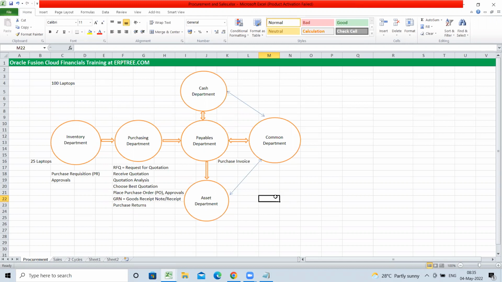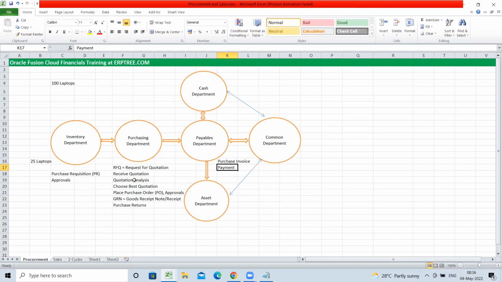How are they creating the purchase invoice? Based on the GRN information. How is the purchase department creating the RFQ? Based on the approved purchase requisition. See this connectivity. Based on the purchase requisition, the purchase department will create the RFQ. Based on GRN information, the payables department will create the purchase invoice. So whenever the due date arrives, the payables department will take the responsibility of making the payment. Okay, they'll make the payment.